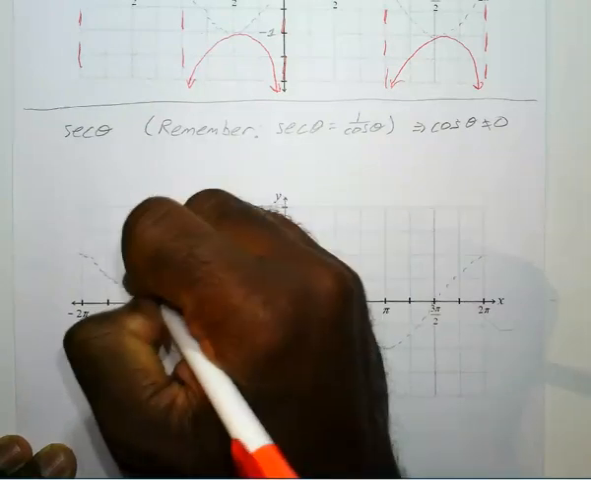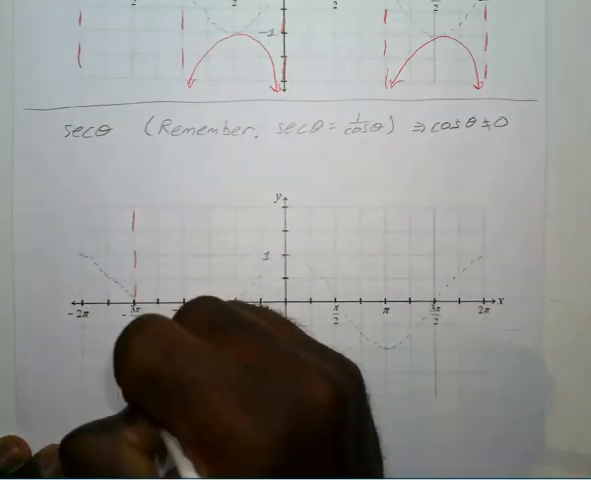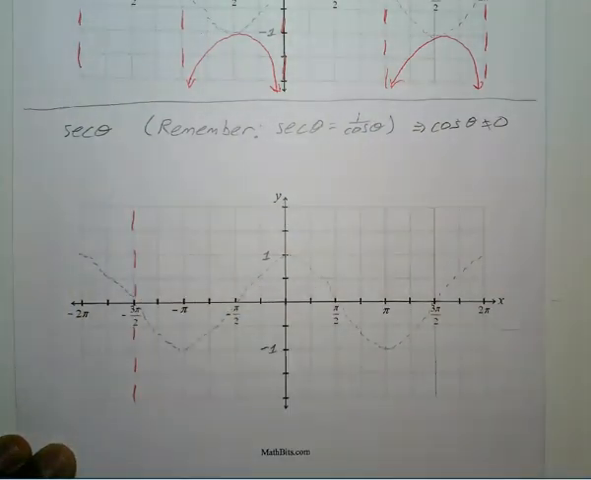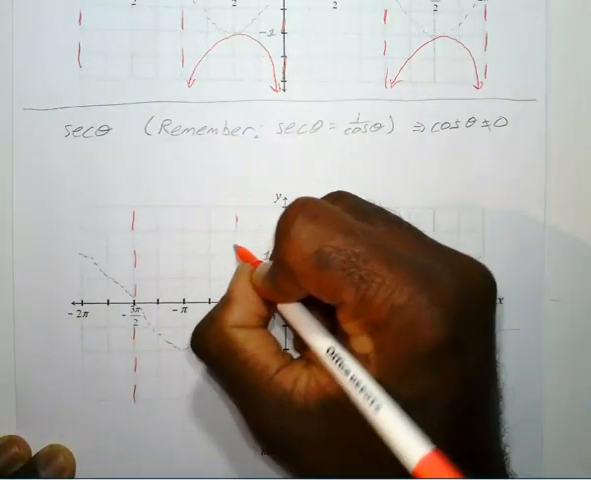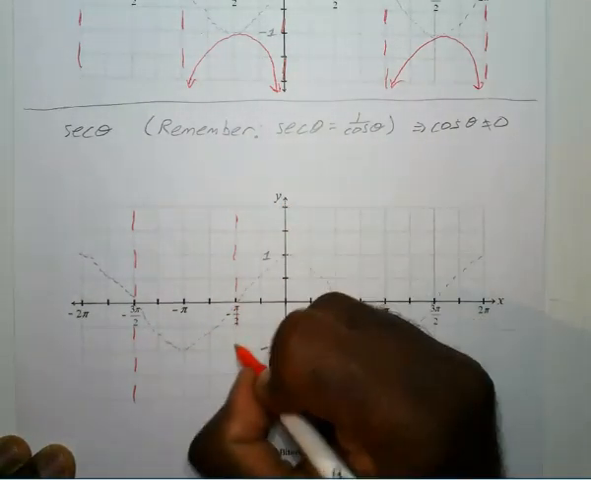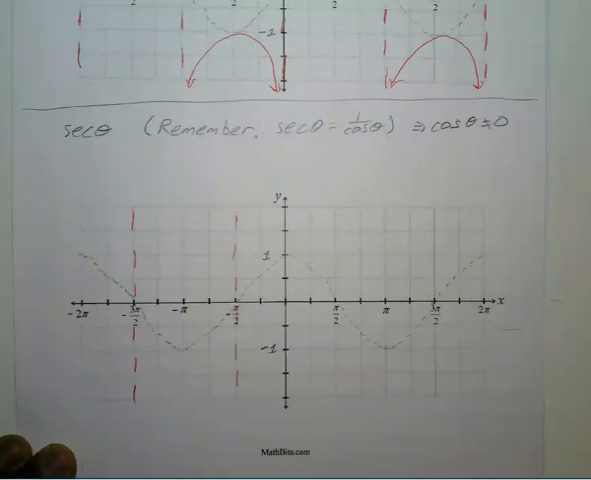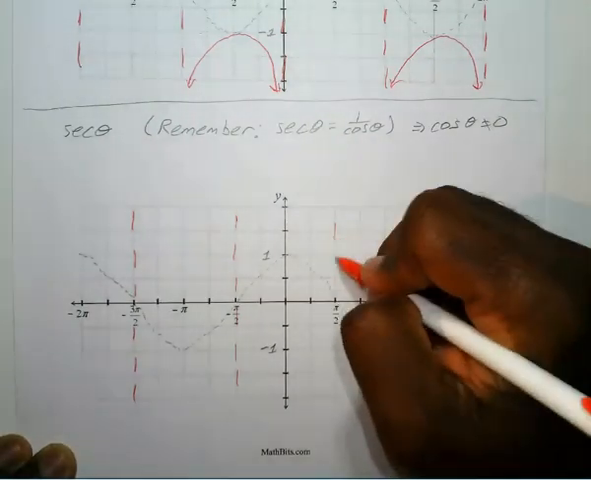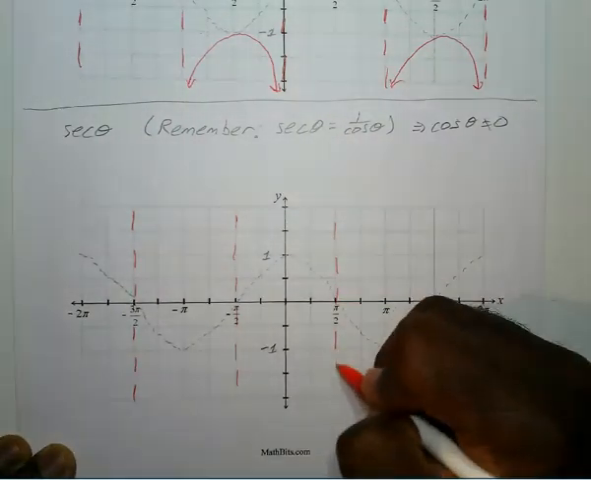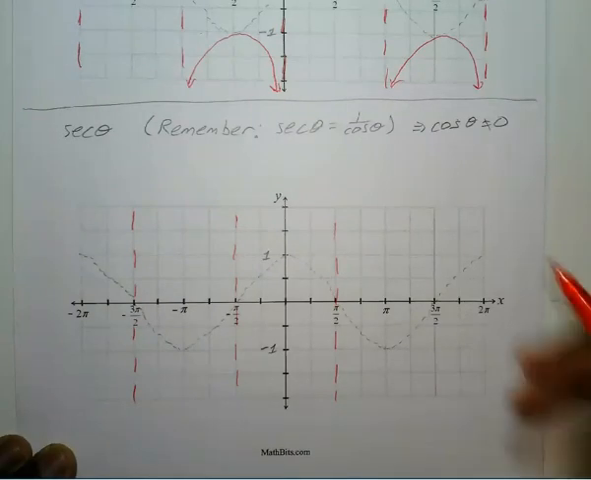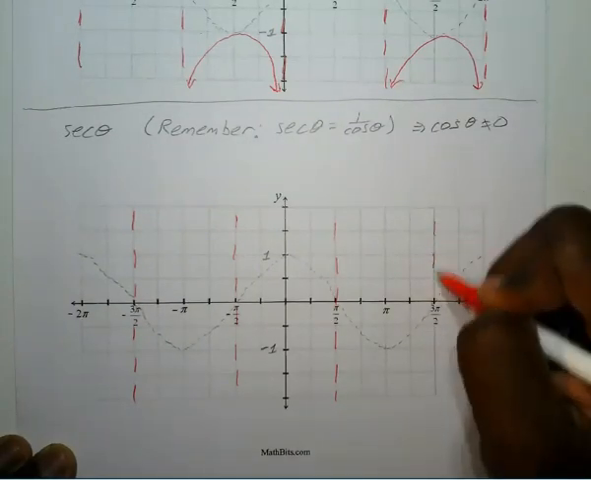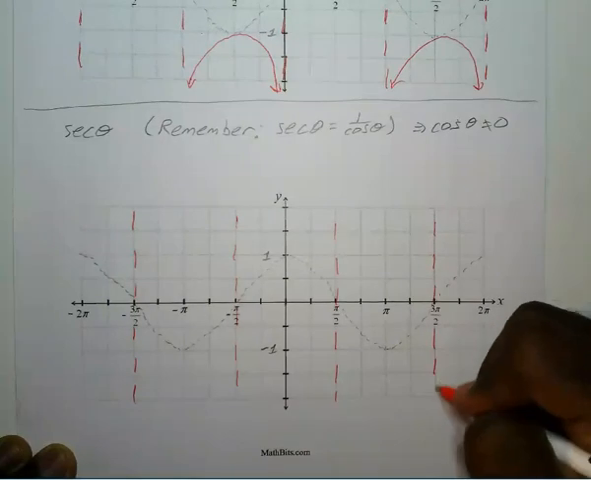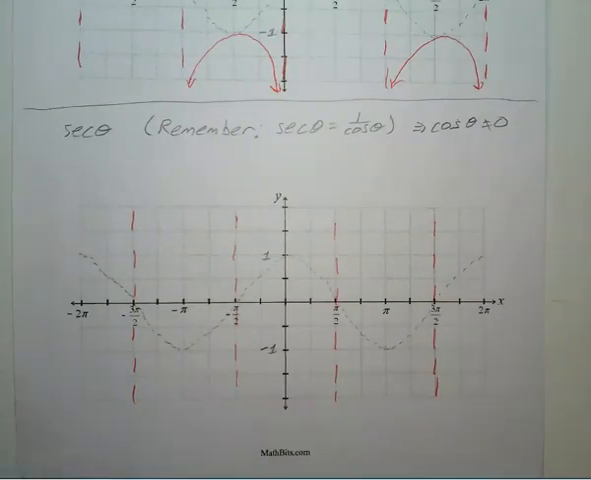That means negative 3 pi over 2 is a vertical asymptote. Negative pi over 2 is a vertical asymptote. Positive pi over 2 is a vertical asymptote. And positive 3 pi over 2 is a vertical asymptote. And it would keep going, 5 pi over 2, 7 pi over 2, and so forth and so on.